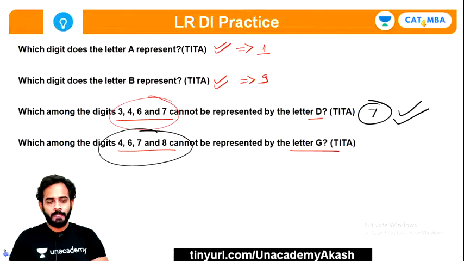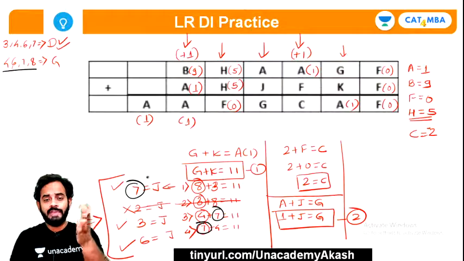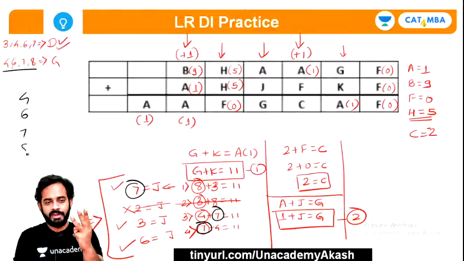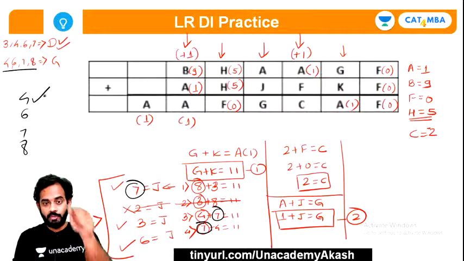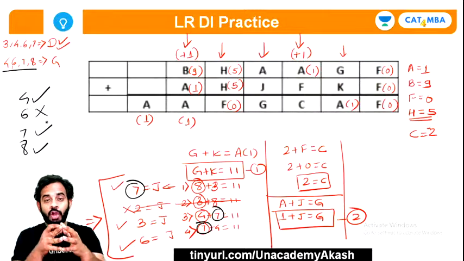Now the next question is, which among the digits 4, 6, 7, 8 cannot be represented by letter G? For letter G we have already found out in that first equation 3 cases are possible. So what is possible? See we have 4, 6, 7, 8. 4 is possible because in the third case which was possible, 4 is given there for G. 6 is not possible. 7 in the fourth case is also possible. In the first case 8 is also possible. That is, only 6 is not allowed for letter G.